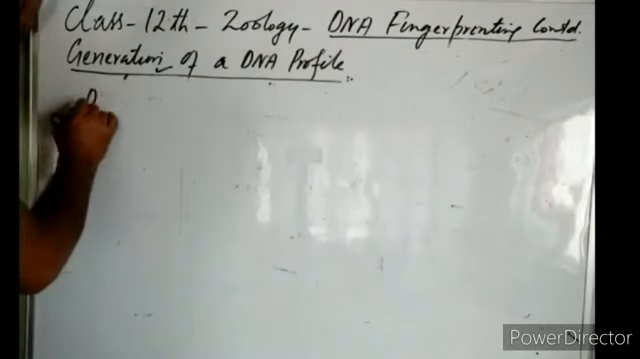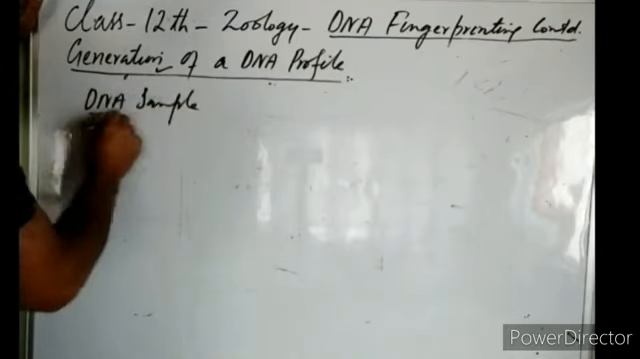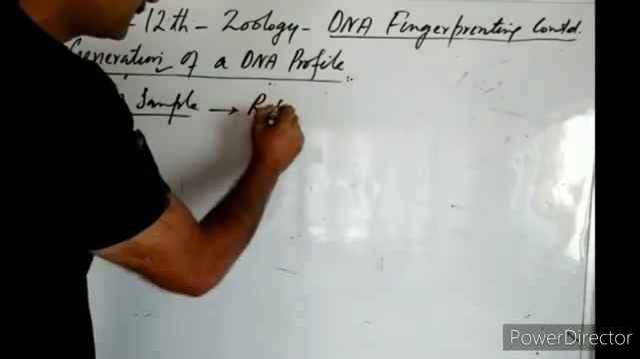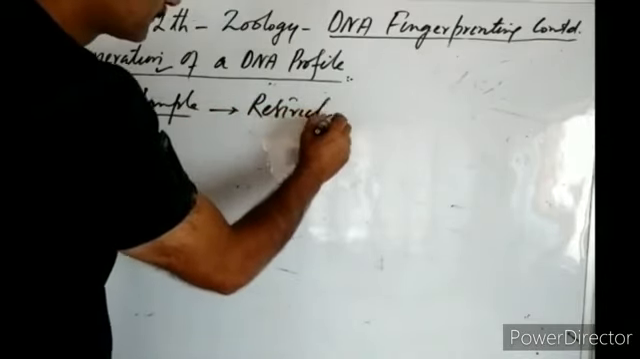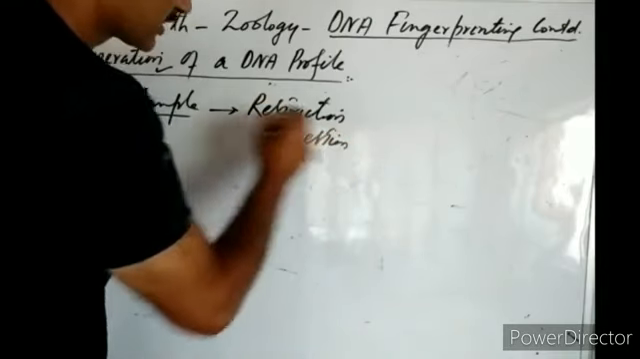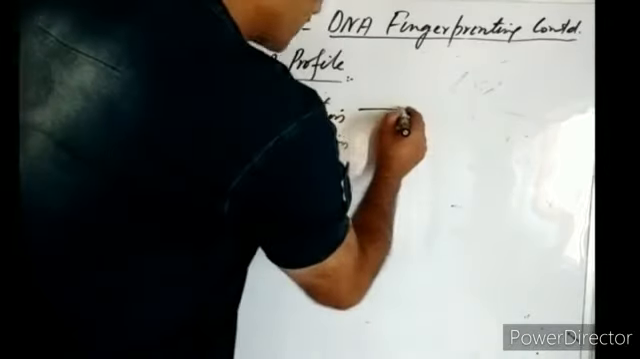So we take a DNA sample. What do we do to this DNA sample? We subject it to restriction digestion. Now you know what restriction digestion is. We cut this long DNA into small manageable fragments.